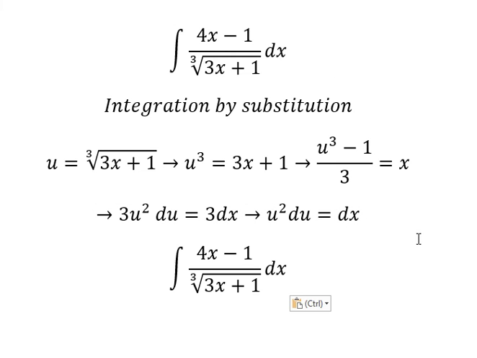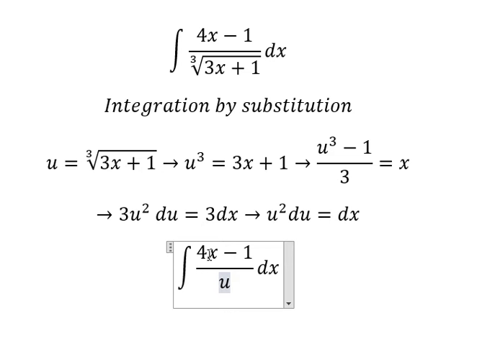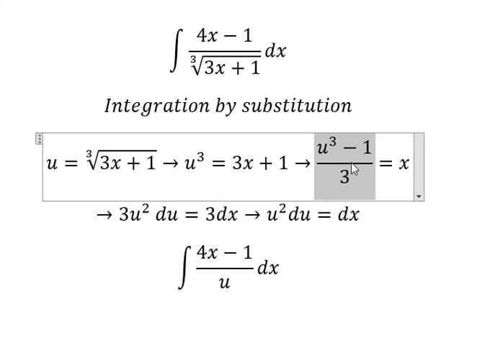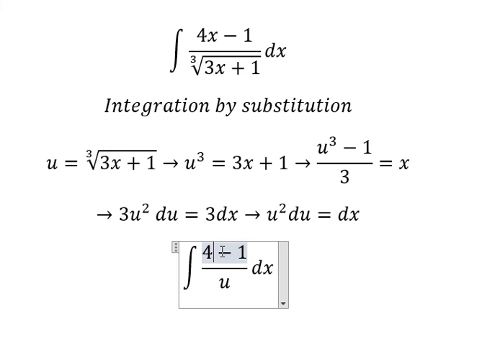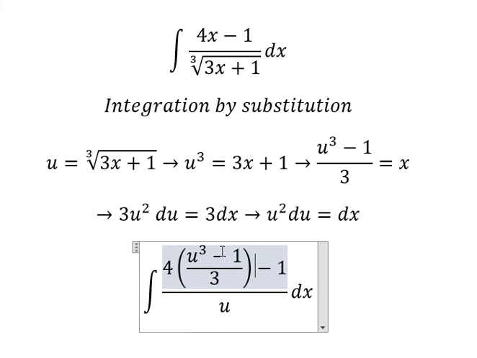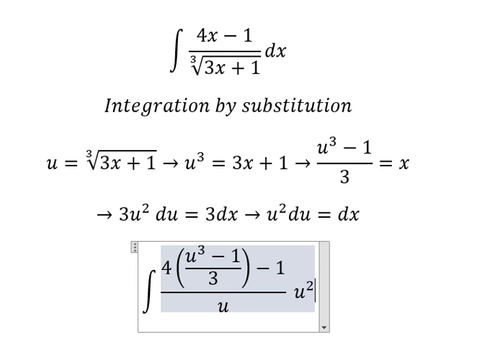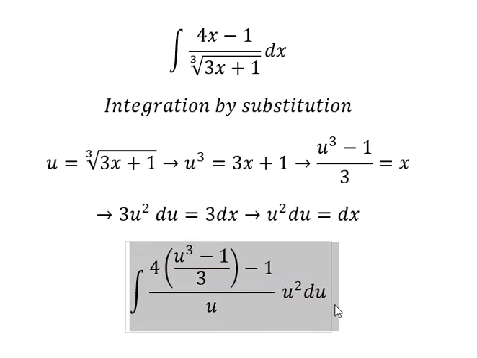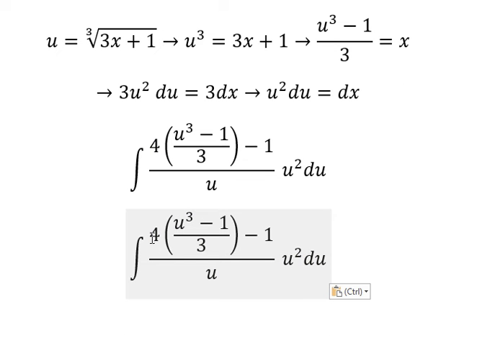Next, this one we change by u. The s we change by this one. So 4/3 multiplied by u to the power of number 3 and negative number 1.